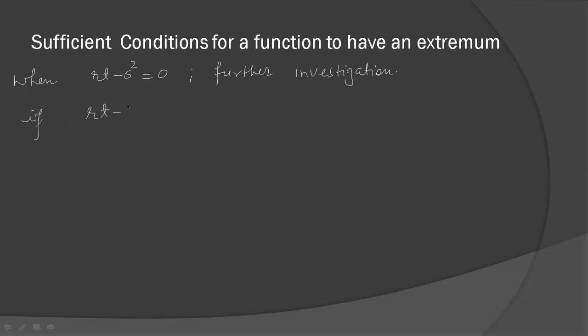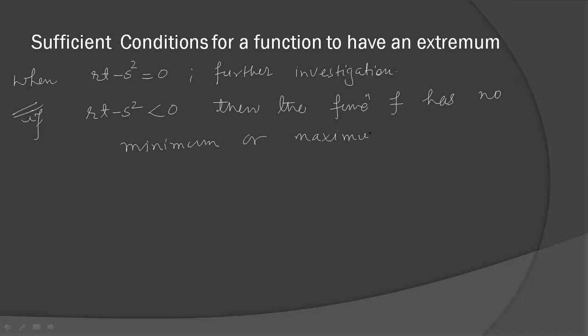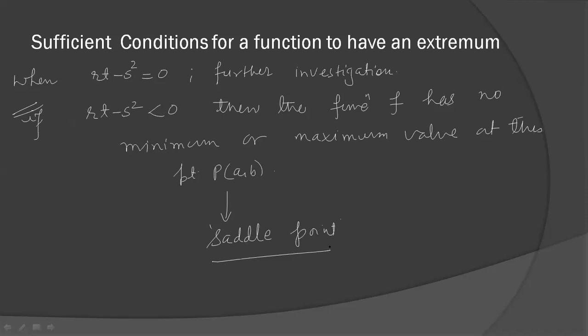If rt minus s square is less than 0, this is important, then the function f has no minimum or maximum value at this point (a,b). In this case, this point (a,b) is called a saddle point, where we do not attain maximum or minima. It's called a saddle point.